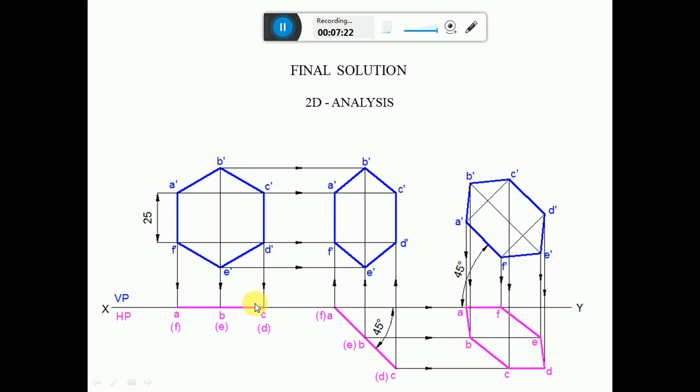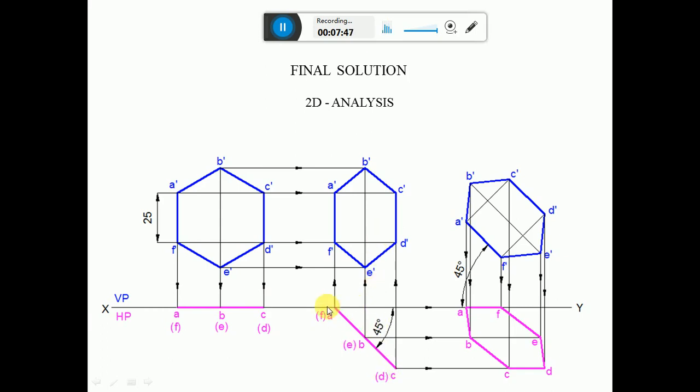Now here we show the dimension of 25. Since one of the sides is on VP, we consider the side which is perpendicular to HP. The side which is perpendicular to HP is A dash F dash. So that is the side you are going to consider, AF. Either you can take AF or you can consider CD. If you are considering AF, you rotate clockwise. If you are considering CD, then you have to rotate counterclockwise. That is the only difference.